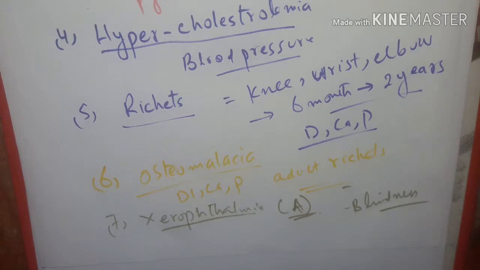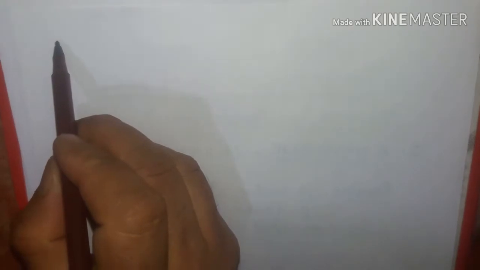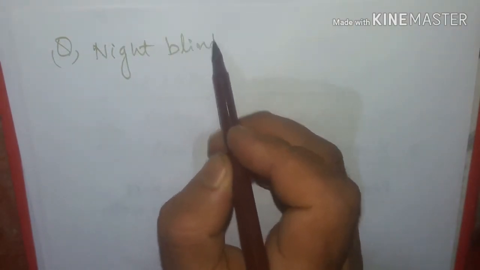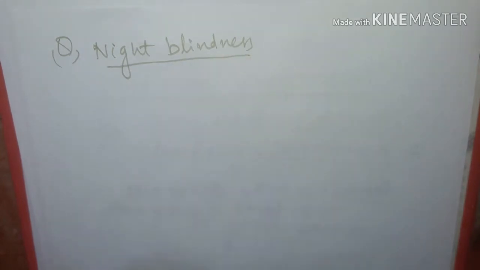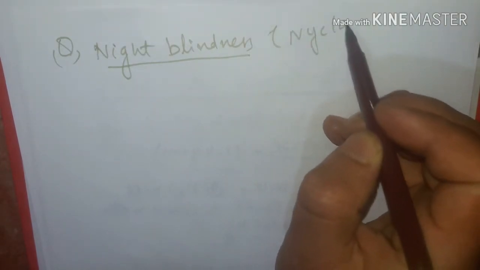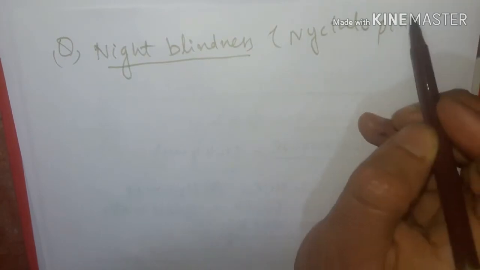So the importance to take vitamin A. Now we have one more, related to vitamin A deficiency along with xerophthalmia. That is the eighth one, night blindness. This is called nyctalopia. It is a disorder caused by deficiency of vitamin A. If we take this name, nyctalopia, vitamin A is again deficient here.